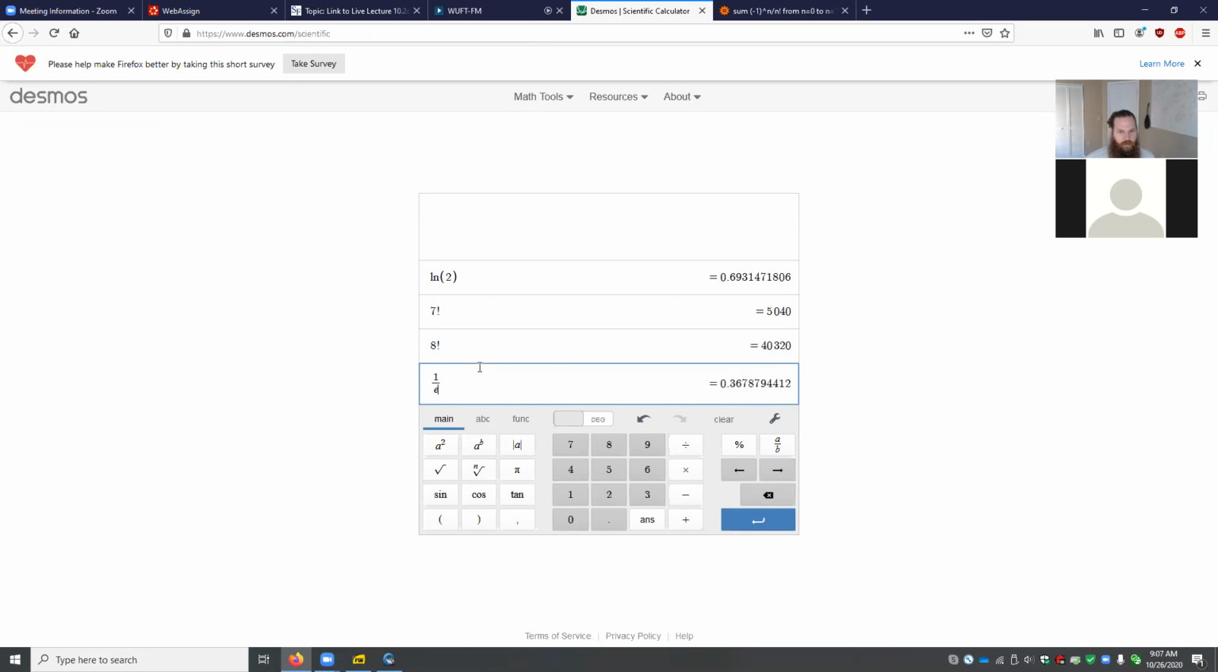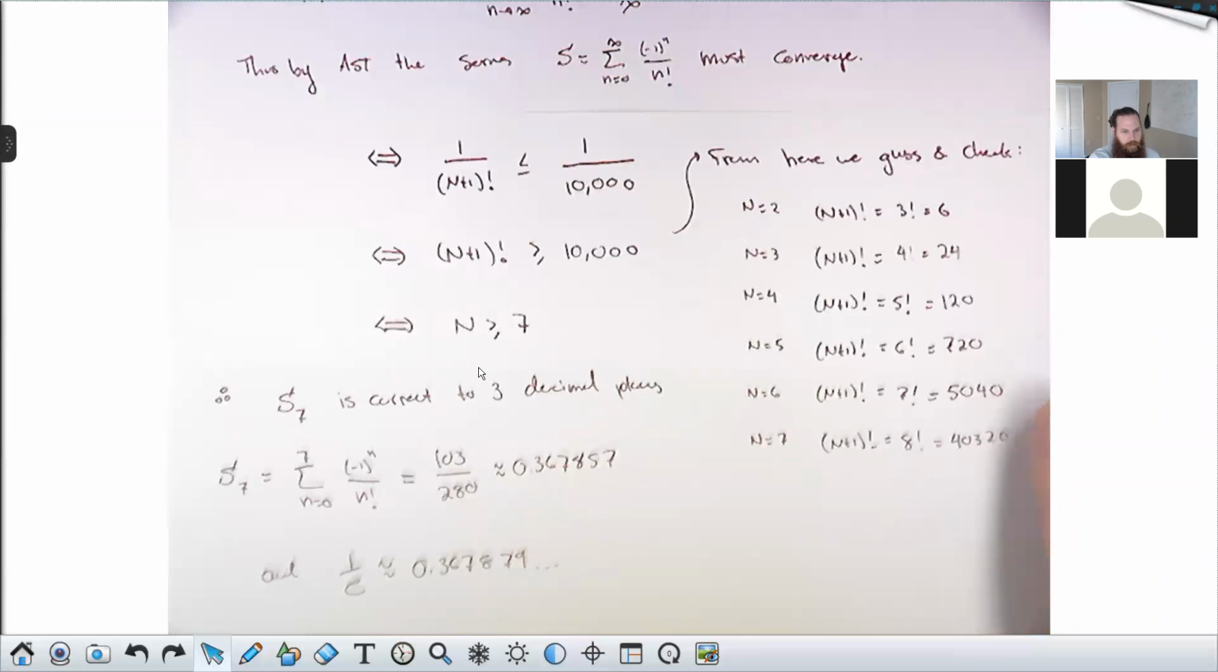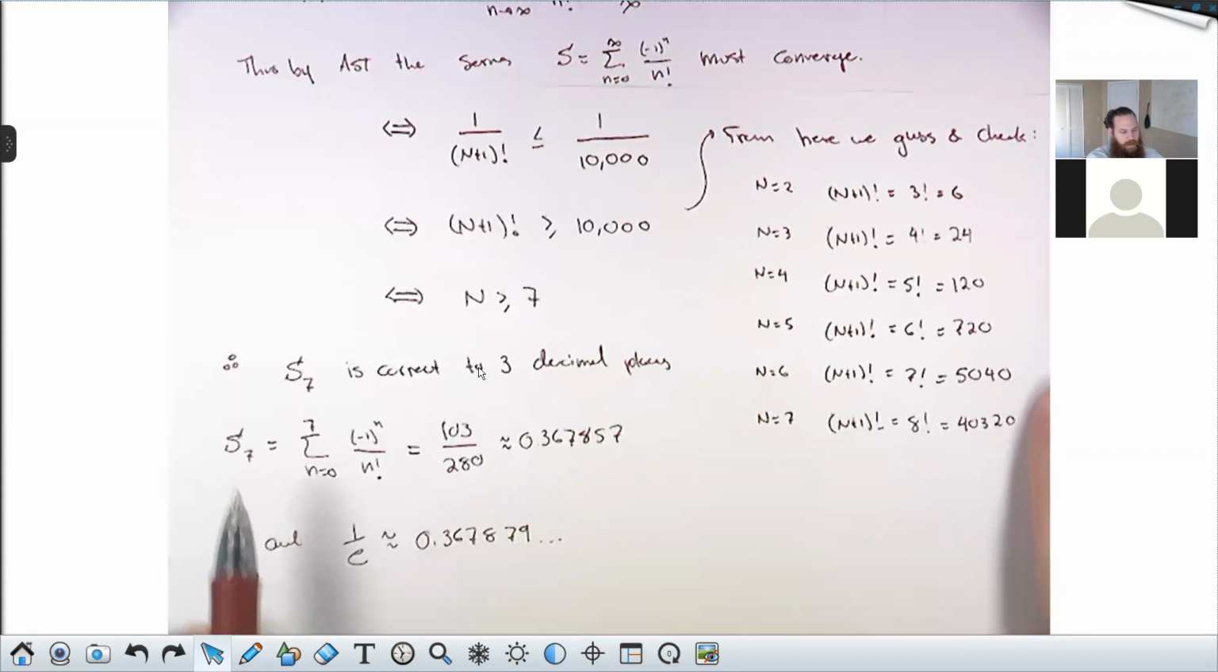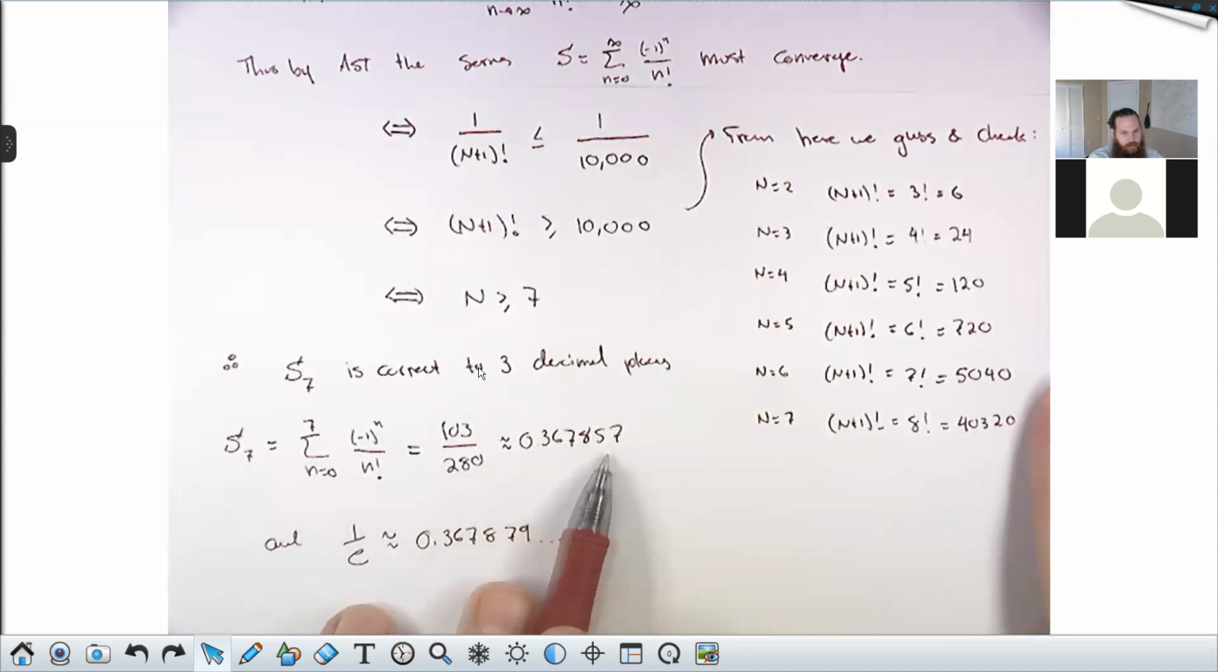Let's see what 1 over e is. 0.367, and I'll write this down. 0.36787 blah, blah, blah. So let's compare them. My estimate based on this theorem using the partial sums is 0.367857. The actual value of 1 over e is 0.367879. So not only did we get the first 3 correct, we also got the 4th guy correct. And the 5th guy is off by only 2.